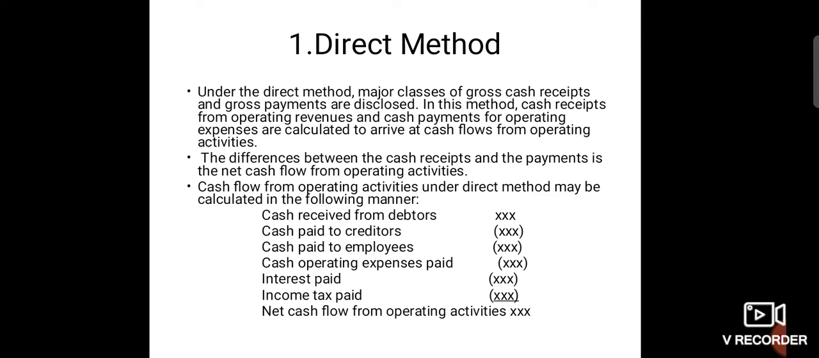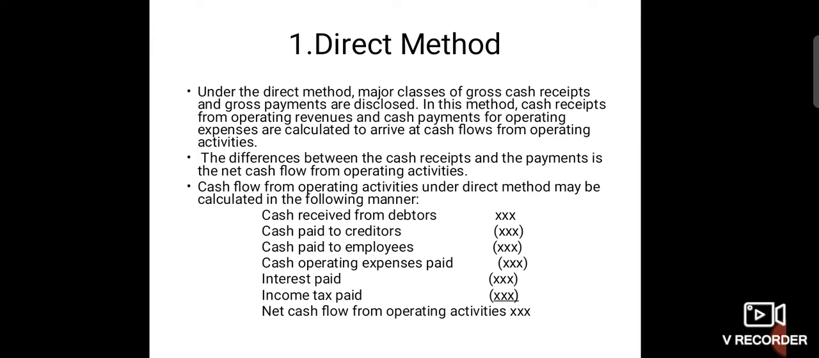Under the direct method, major classes of gross cash receipts and gross payments are disclosed. In this method, cash receipts from operating revenues and cash payments for operating expenses are calculated to arrive at cash flows from operating activities. The difference between the cash receipts and the cash payments is the net cash flow from operating activities.